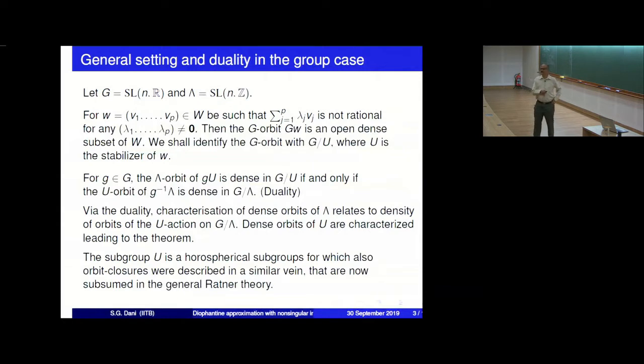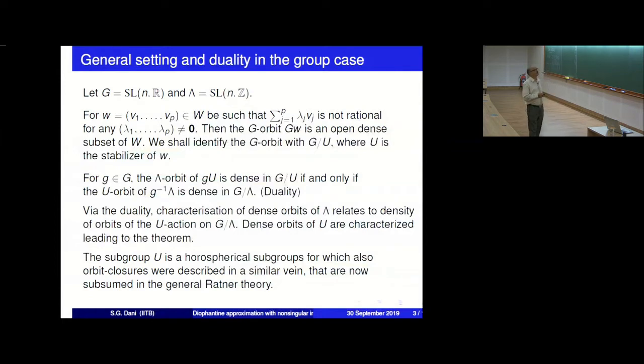In the standard theory, what has been now established and mainstream, for SL_n(Z), the problem is tackled by using something called duality. So if you take such a point and look at the G action instead of the SL_n(Z) action, then you have the orbit GW. This is open and dense in W. It's a nice locally compact space, and you can consider the action of G on that.